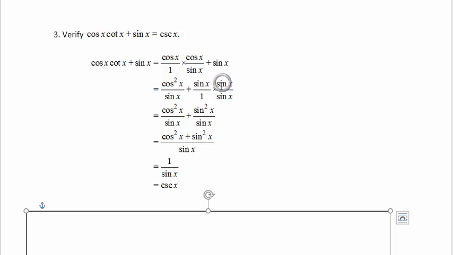So multiplying the top and the bottom by sine of x gives me sine squared of x over sine of x. Now I have a common denominator, I can add it together. So cosine squared plus sine squared over sine of x, and of course cosine squared plus sine squared is 1. So I'm left with 1 over sine of x, which is equal to the cosecant of x.